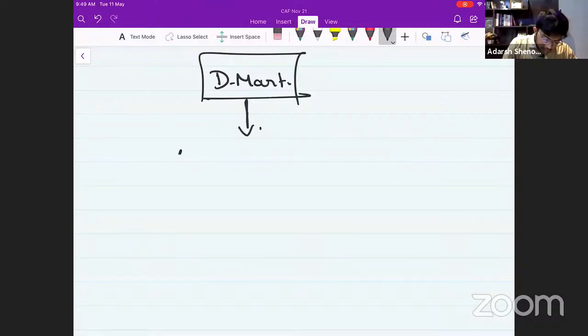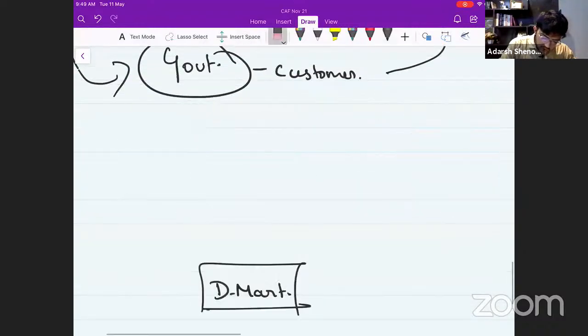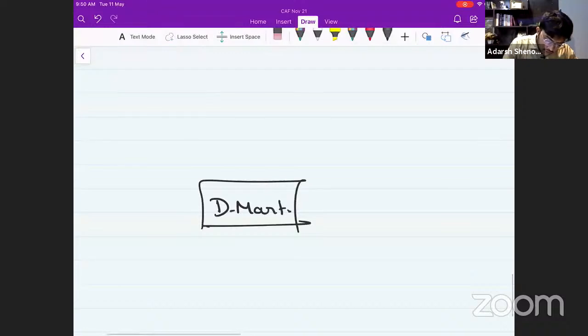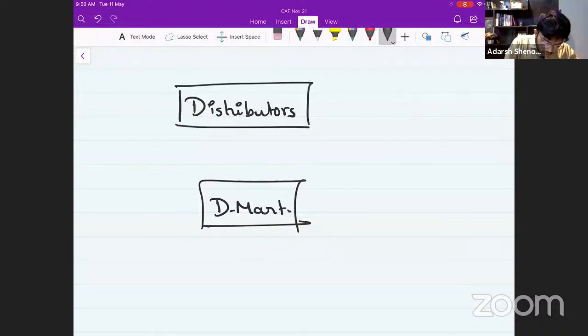Distributors means the people who sell to D-Mart. D-Mart sells these products in their supermarket. So the distributors, you could have different types of products, stationary products. You could have consumption based FMCG products and all that. This is all distributed or sold to D-Mart by different distributors.